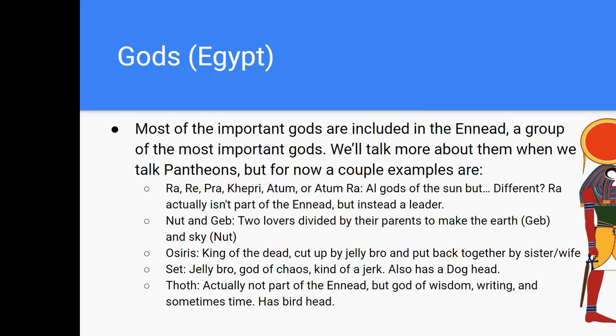Nut and Geb. Two lovers, also related, divided by their parents, that make Earth, Geb, and the sky, Nut. Nut is normally depicted over Geb, and Geb is normally under her. But they're separated.